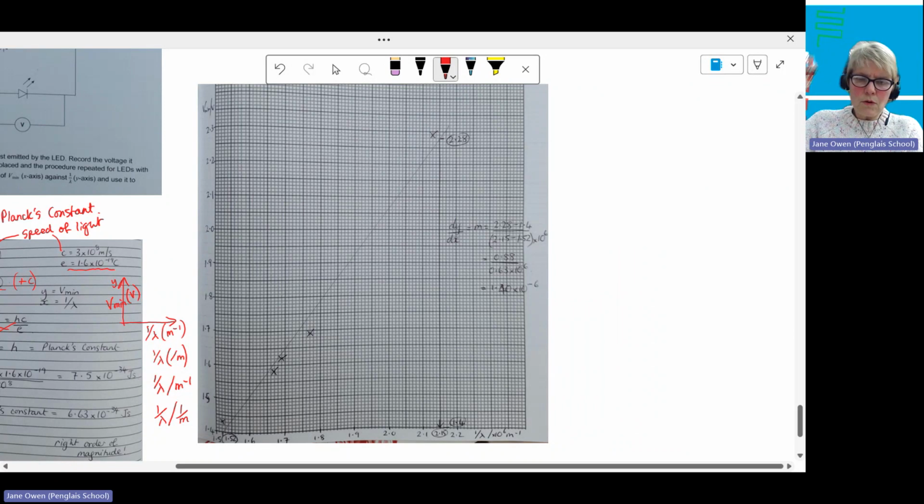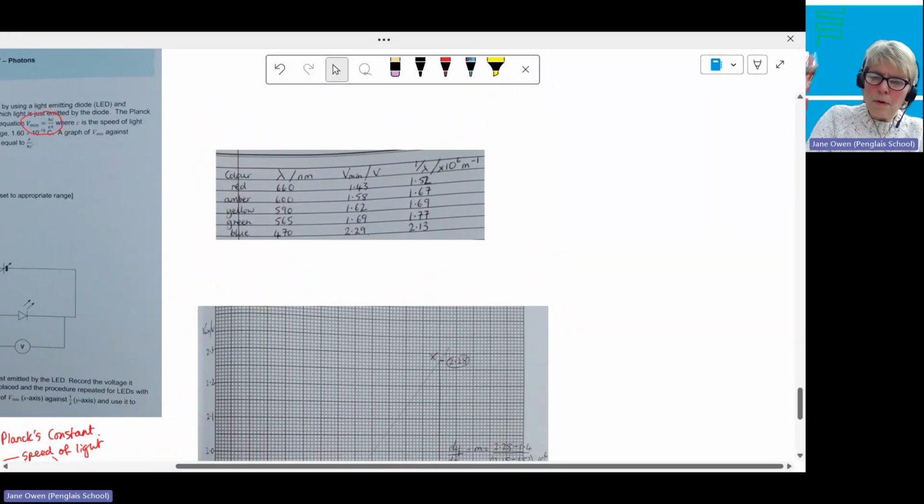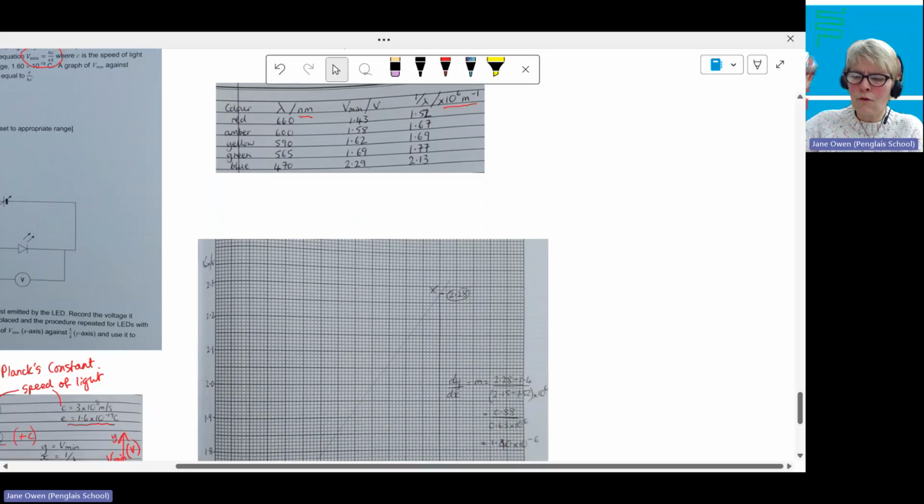Now, what I do need to watch for is that when I worked out my results here, I've got the wavelength in terms of nanometers, nano times 10 to the -9 meters. So when I do 1 over lambda, I need to take this into account and do 1 divided by 660 times 10 to the -9, and I get 1.52 times 10 to the 6. So take the powers of 10 at the top to allow for ease of graph drawing.